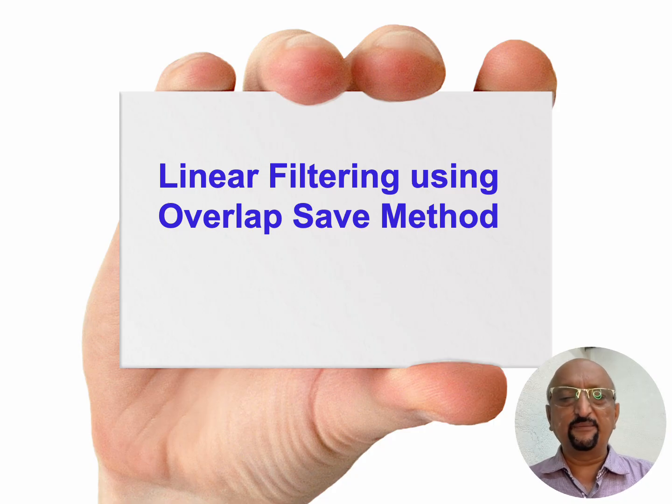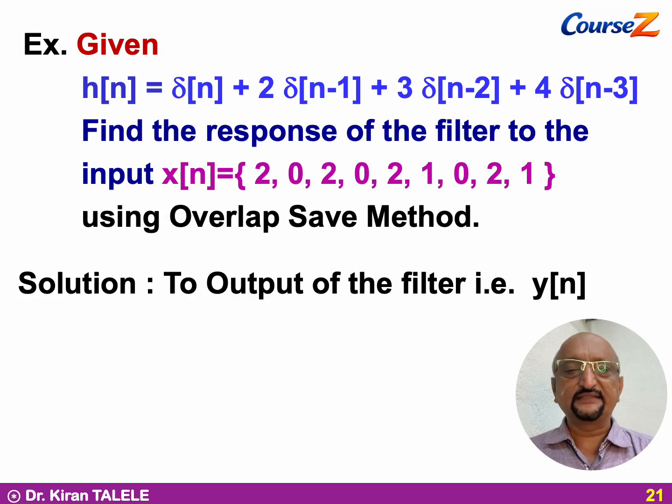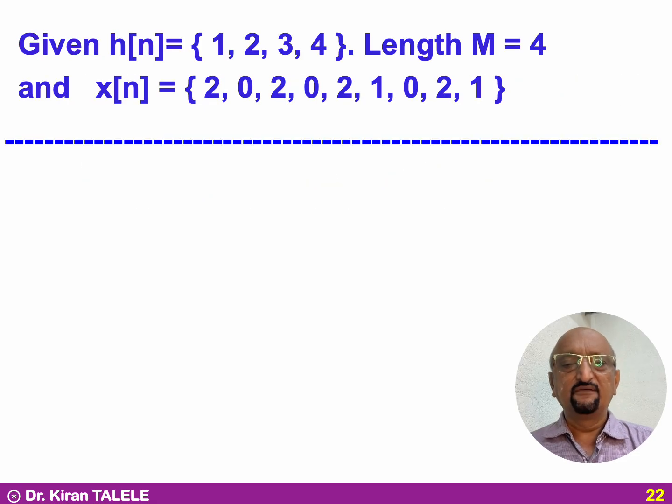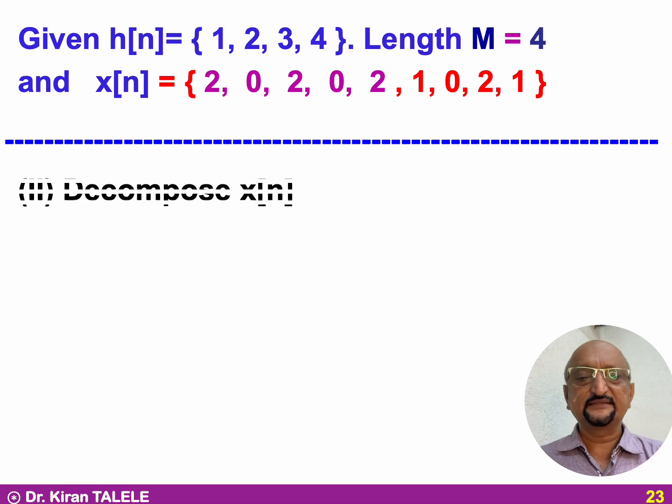Let's do this by the overlap and save method. In this method also we have to decompose x of n into L point sequences. We will do it directly by example. I have taken the same example. First we'll decompose x of n into 5-point sequences.